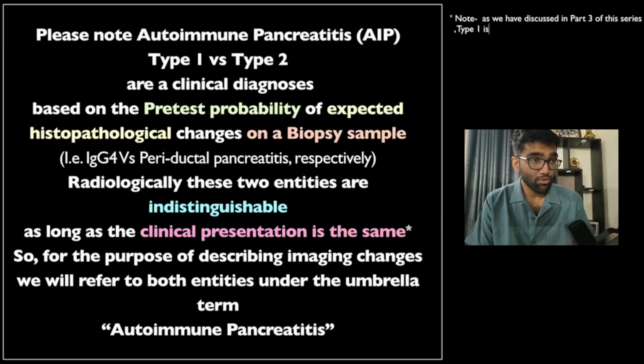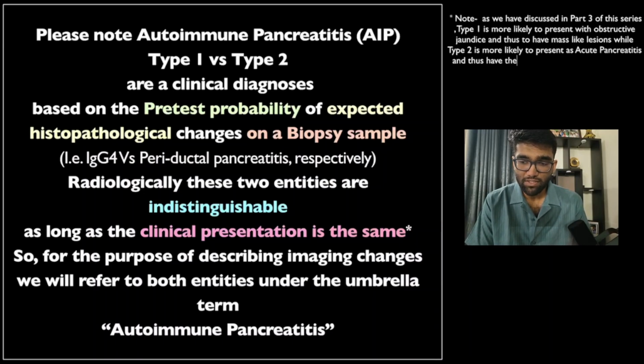Something that has to be noted is, as I have discussed in part 3 of the series, type 1 autoimmune pancreatitis is more likely to present with obstructive jaundice due to mass formation in the head of the pancreas, and thus it is likely to present slightly differently. And similarly, type 2 is more likely to present as acute pancreatitis, and thus the corresponding changes are inferred on histopath clinically. That is when we use the terms type 1 and type 2 autoimmune pancreatitis. These terms, however, are replaced with the formal terms IgG4 related and periductal pancreatitis once histopath is available, if histopath is available. Obviously, in all clinical scenarios, that may not be available.